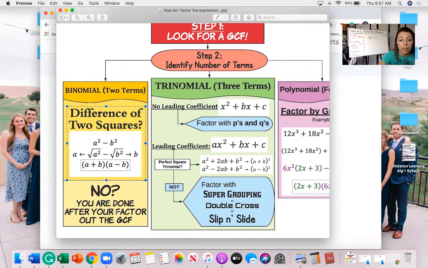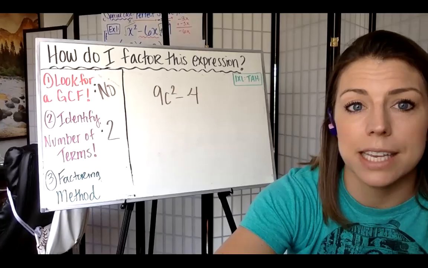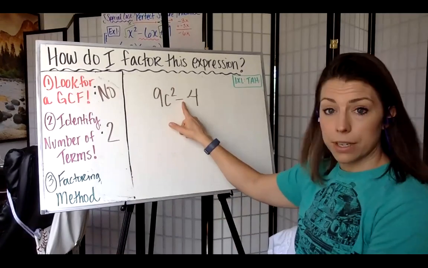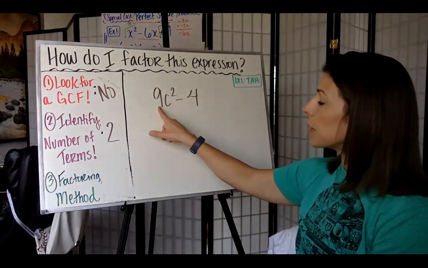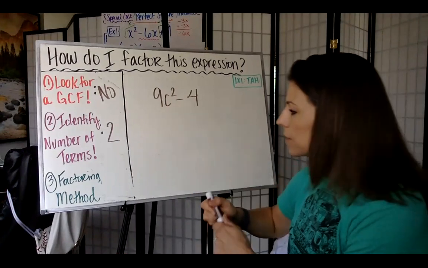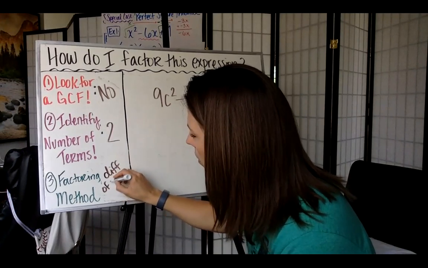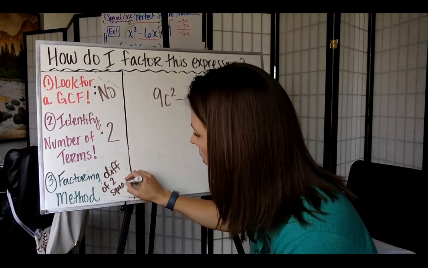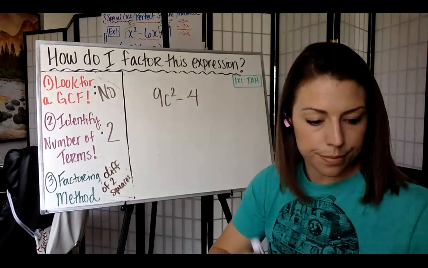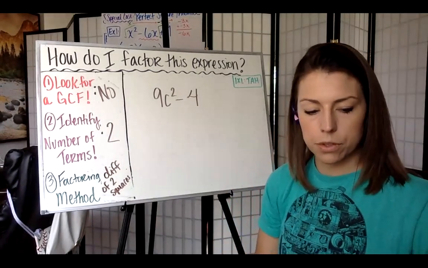Because if no, then really all you can do is factor out a GCF. And if there's no GCF, then it can't be factorable. So let's see, is it a difference of 2 squares? Well, it is a difference. 9c squared is a perfect square, and so is 4. So yes, we're going to be using difference of 2 squares.